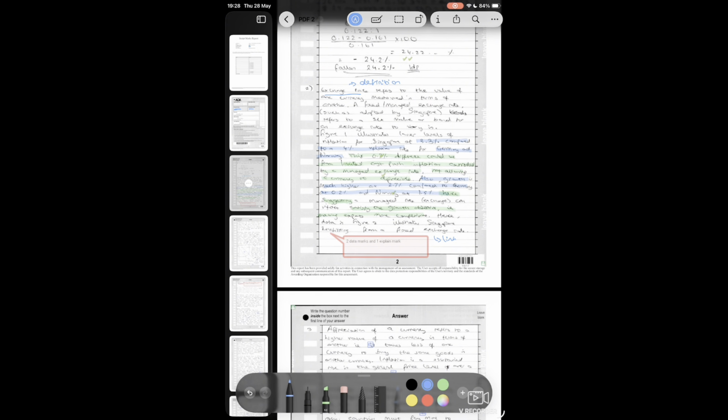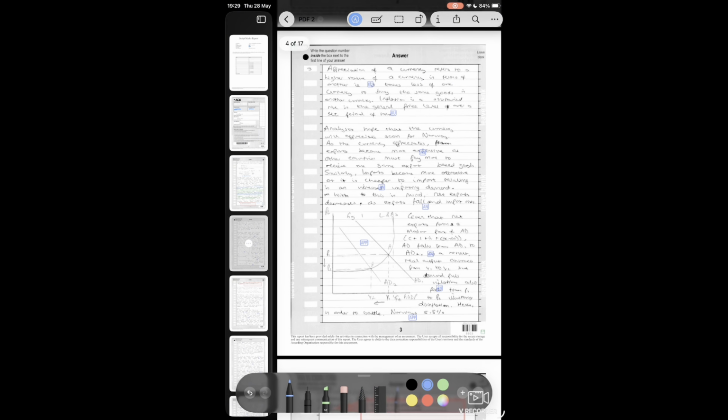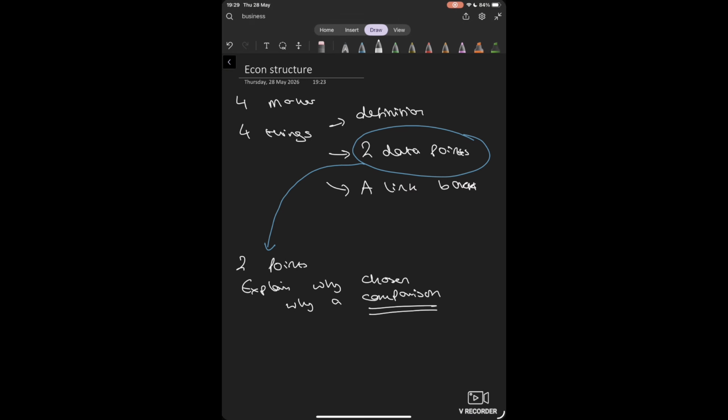Hence, data in figure 2 illustrates Singapore benefiting from a fixed exchange rate. I think my definition was slightly weak here, or my link was slightly weak, but I got my 2 data points and my 1 exchange mark. So, this was a 3 out of 4 from the examiner. So, next, question 3. How do we answer a 9 marker?